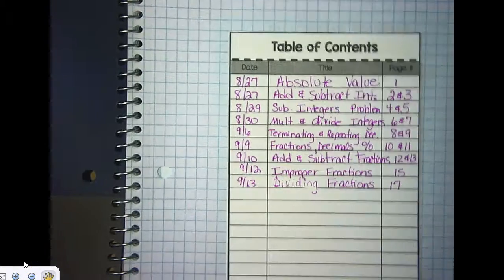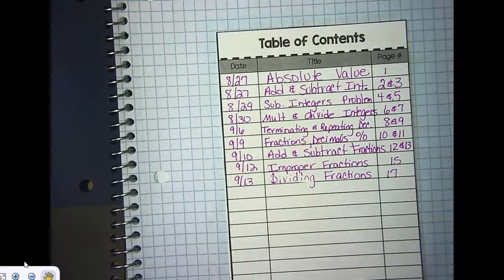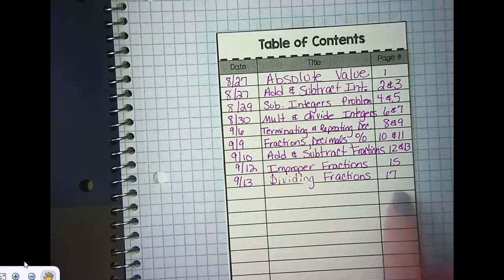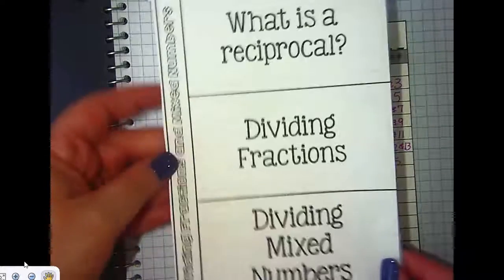Today we're going to talk about dividing fractions and some of those rules. So table of contents, September 13th, dividing fractions. It's going to go on page 17. And then you need to cut out this foldable.